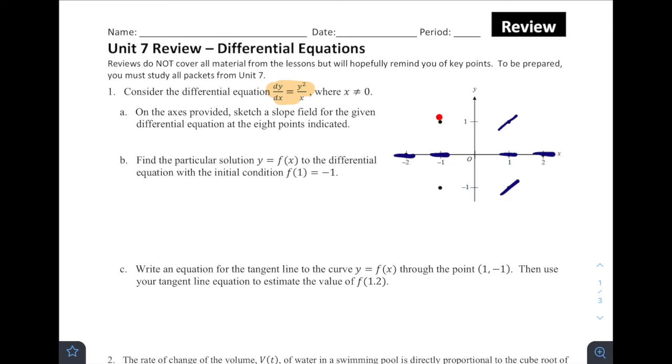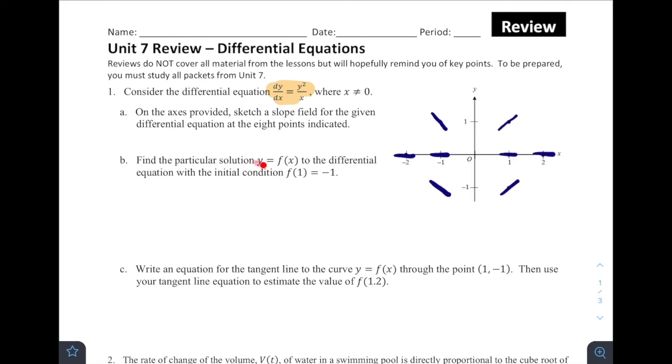If we go over here to (-1, 1), we would have 1 over -1. That's going to be a slope of -1, so something like that. And then over here, (-1, -1), that -1 would get squared, giving us +1, divided by our -1 would give us -1 once again. So this is what our slope field would be at those 8 points for the differential equation they gave us. That's part A. Let's move on to B.